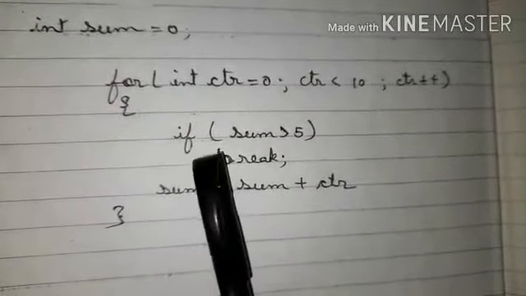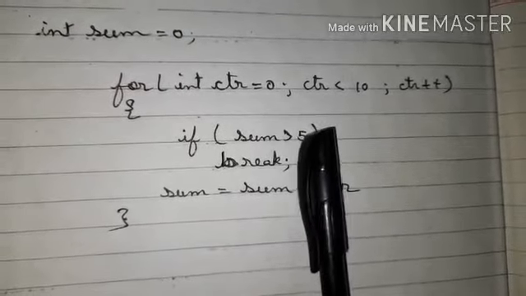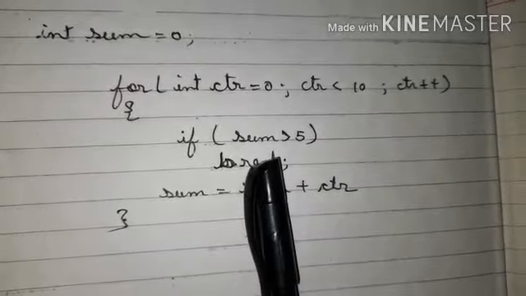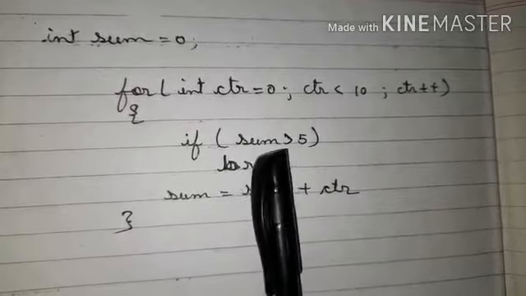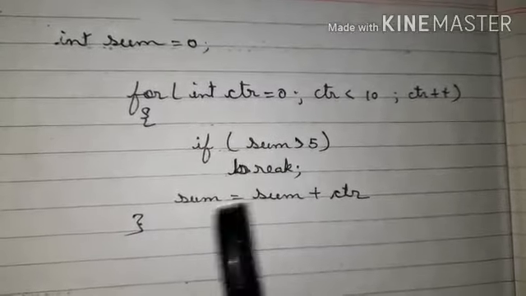But here we have a condition that if sum is greater than 5, then we will come out of the loop. There is no need of continuing the loop. When we get a sum of more than 5, we will stop it. Otherwise we will go on adding.